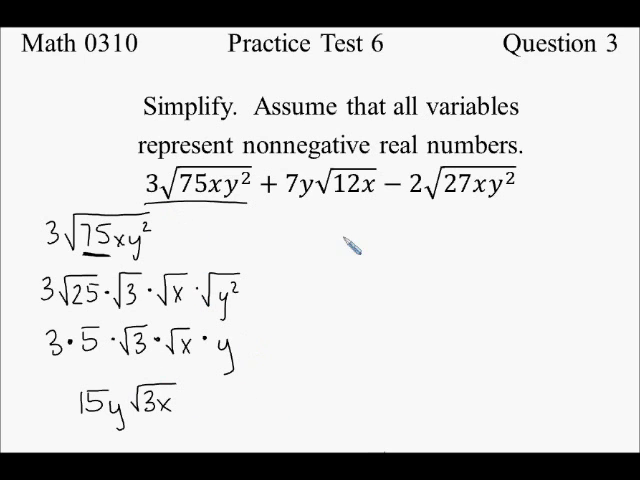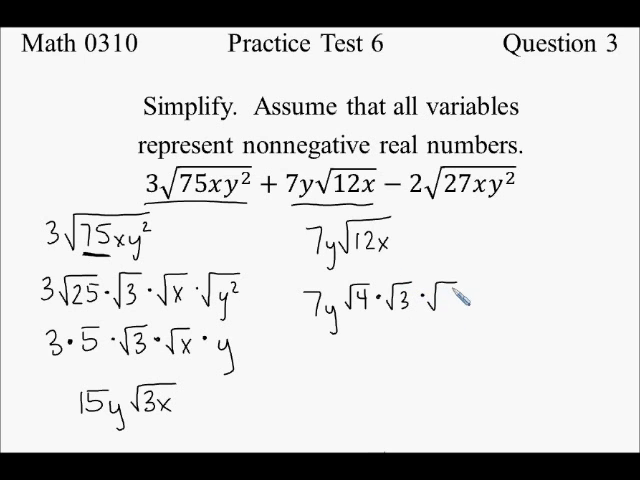Now let's look at the second term here. So we want to see if we can simplify 7y times the square root of 12x. So we look first at our 12 under the square root here, under our radical sign. So we see that 12, if we think of pulling a perfect square out here, is the same as 4 times 3. So I'm going to split up my 12 as square root 4, square root 3. And then we also have a square root x there.